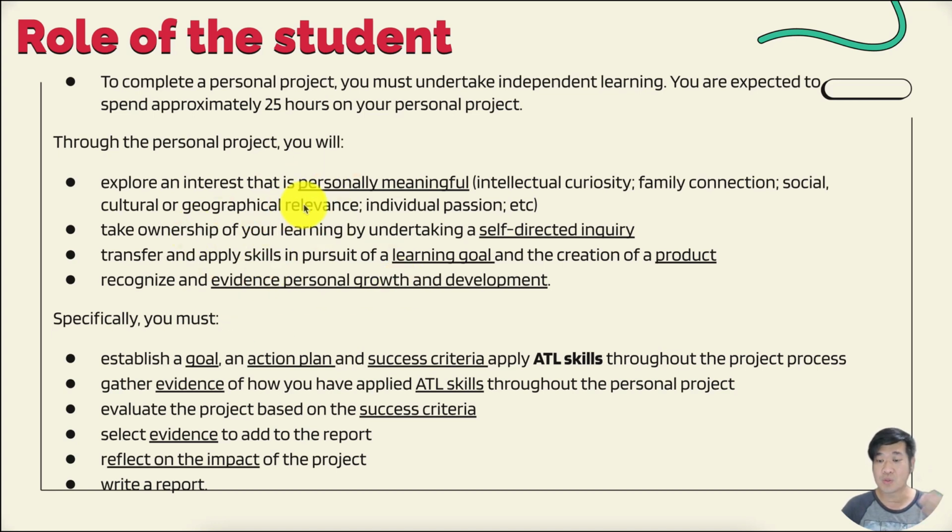So this is repeated to give you more information. So I'm repeating all over again. Okay, so here, establish your goal, action plan, and your success criteria to point out your ATL skills. So this is what you need to target. Okay, and then gather evidence for your ATL skills. Now, the project should align with your success criteria and also the objective for each strand. Okay, and then select the evidence that is the most powerful for your report. Okay, and then reflect on it and write a report.